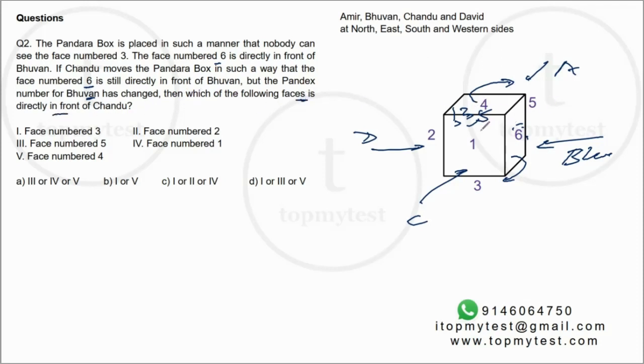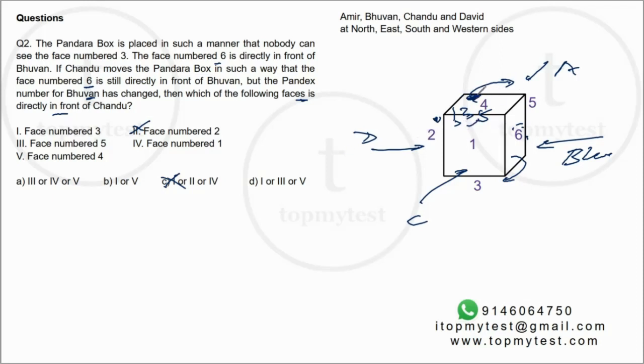Now, you know 4 cannot be on top anymore and 2 cannot be on top. 2 has to be placed over here. So Chandu can never face 2. So this option is out. Okay, Chandu cannot face 2, because if Chandu faces 2, then the number opposite Bhuvan is going to change. Right.